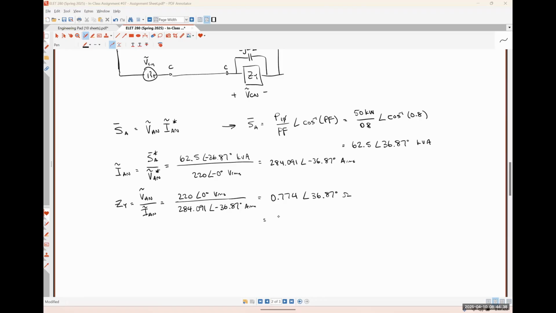This would look like 0.619 plus J 0.464 ohms.